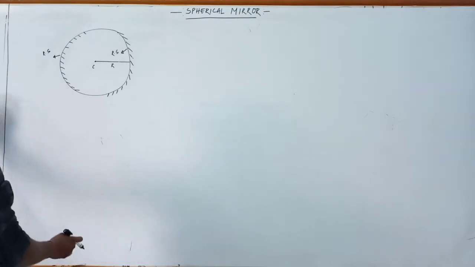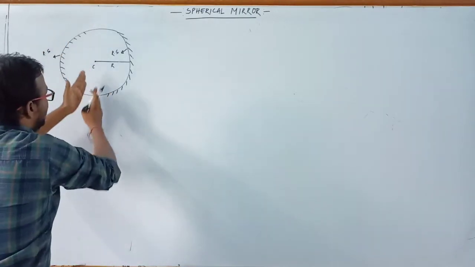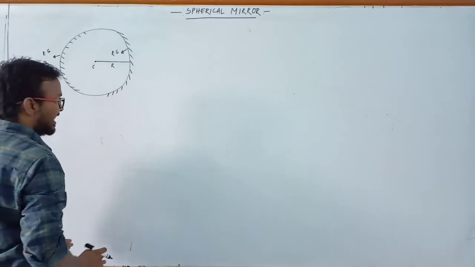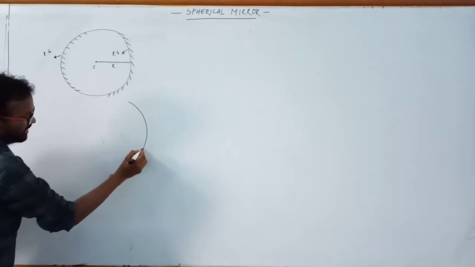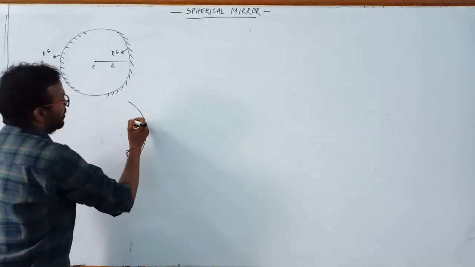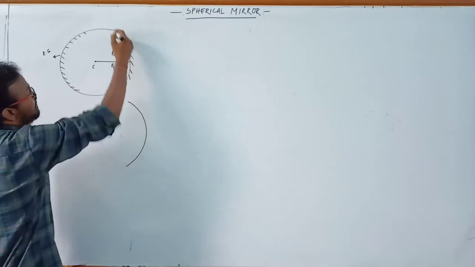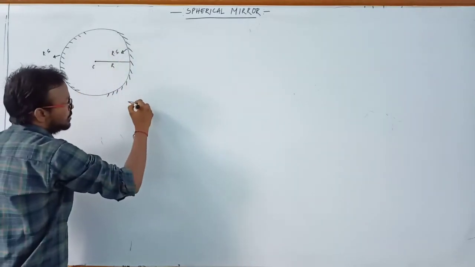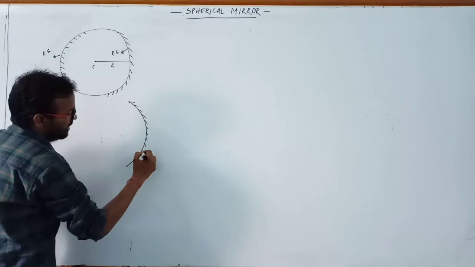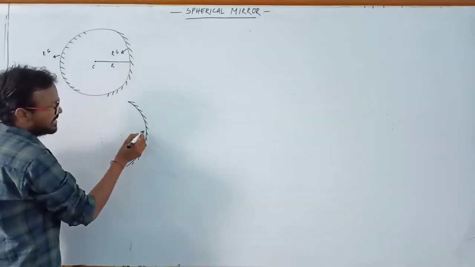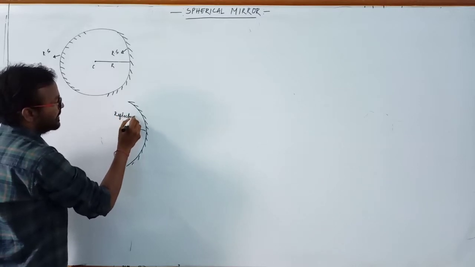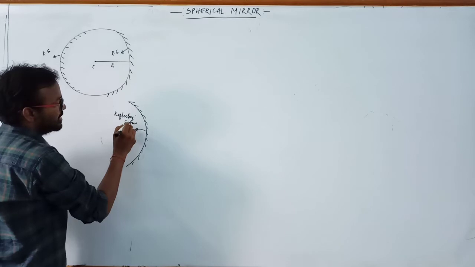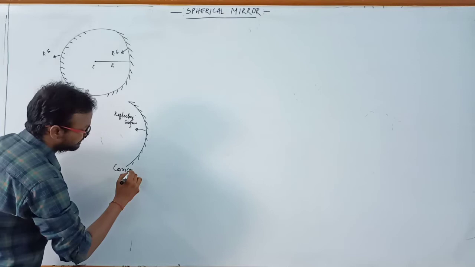Clear? Now cut the middle part, or the central part, of the sphere and separate it. Now we have two types of mirror. The first one is this part, a part of the sphere whose outer surface is silvered, and the inner surface is the reflecting surface. That type of mirror is known as a concave mirror.